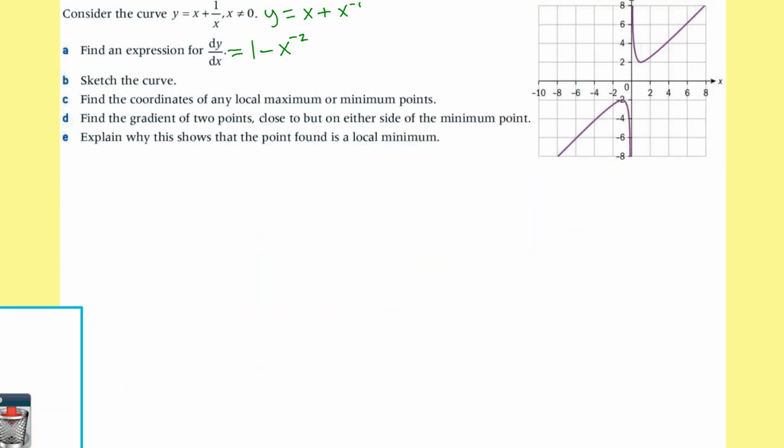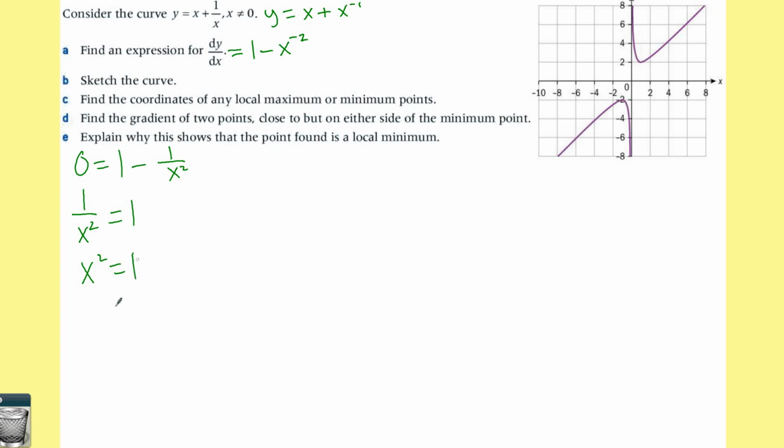I've done that here. Now find the coordinates of any local max or min points. I like to do it algebraically, so let's make the derivative equal 0. So 0 equals 1 minus 1 over x squared. We get 1 over x squared equals 1, so x squared equals 1.